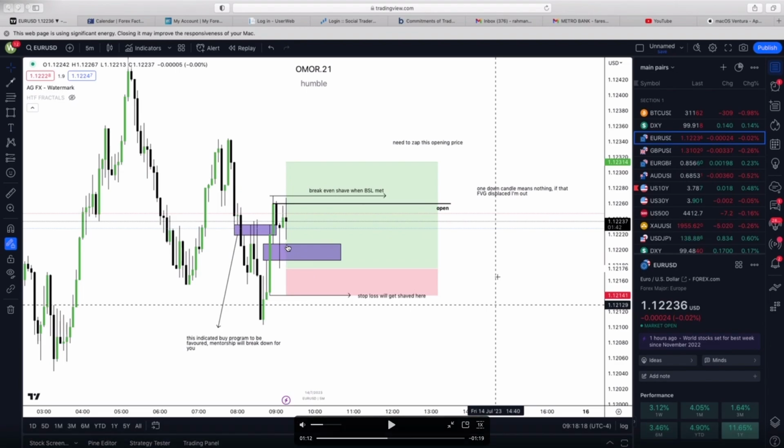There's a saying, right? The wicks do the damage and the bodies tell the story. Like this, right? You see how we wick down into it and the body closes essentially where it opened. Unless you get a bodied close through the fair value gap, stay in the trade. There's no reason for you to not stay in the trade.